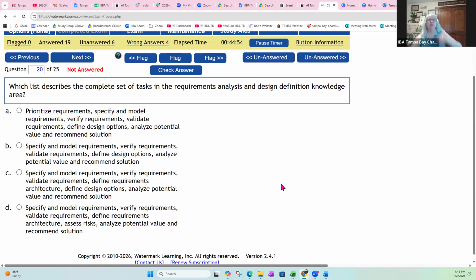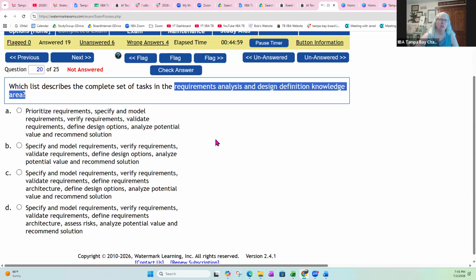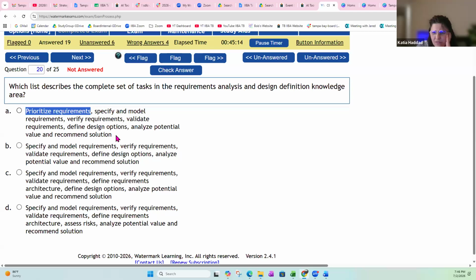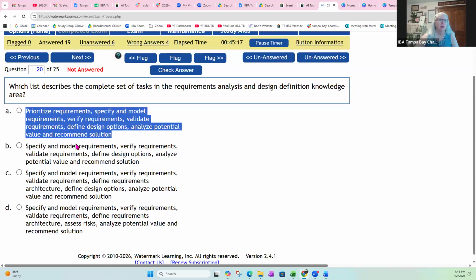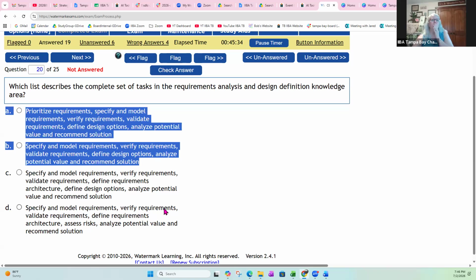Which list describes a complete set of tasks in the requirements analysis and design definition knowledge area? So this is the entire knowledge area. Let's see, prioritize requirements is in that one, and it's not in any of the other ones. We don't have prioritize requirements, so you can eliminate that one. Okay, they all have specify and model, they all have verify, validate, define design options, define requirements architecture. Which one is it? We can eliminate those two.